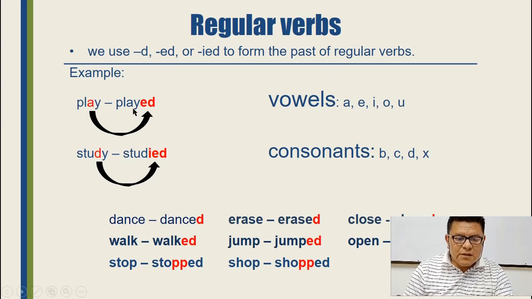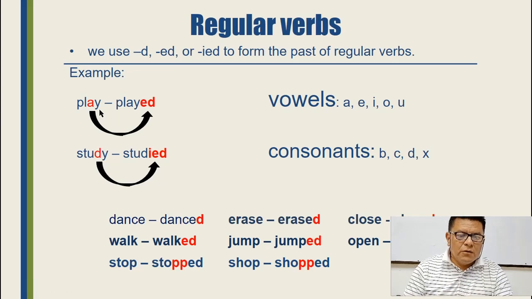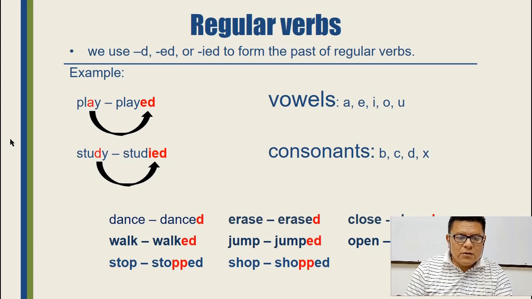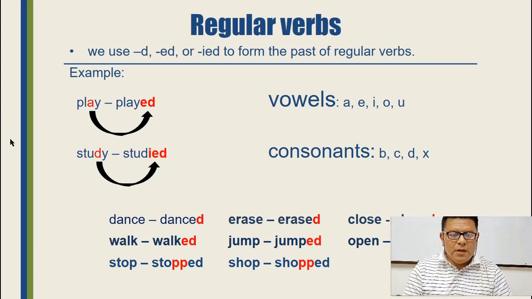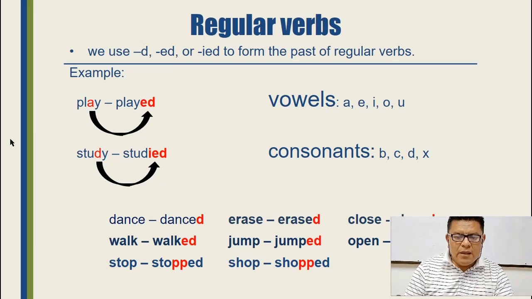Please observe this example. Play. The last letter is a Y, but before it we have a vowel, the letter A. So, when that happens, it's necessary just to add -ed. So I say, in present play, in past played. And remember that the vowels are A, E, I, O, U.